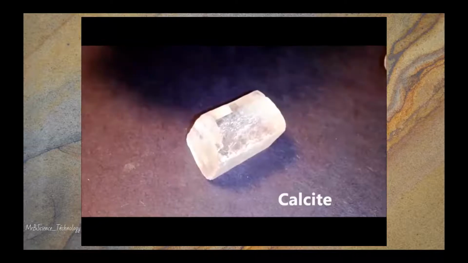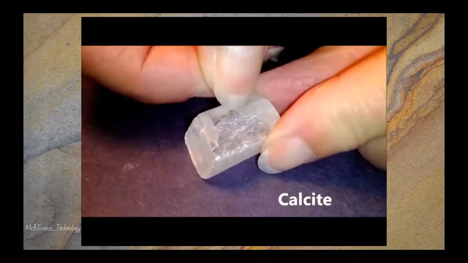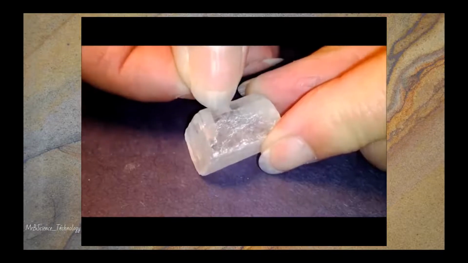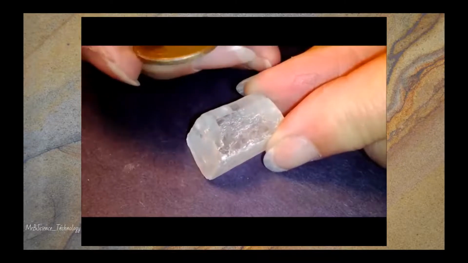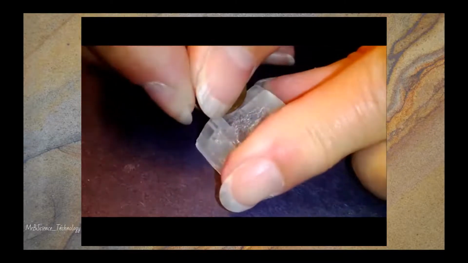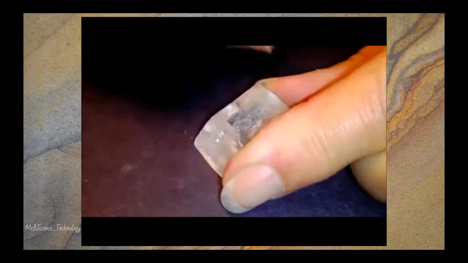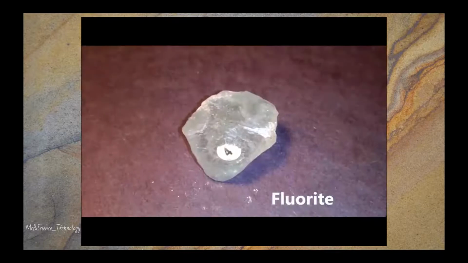Now we have a calcite, which is a 3 on the Mohs hardness scale, and her fingernail is no longer able to scratch. So she's gonna have to get a penny. Now the penny is, I believe, a 4.5. So she is going to scratch that.